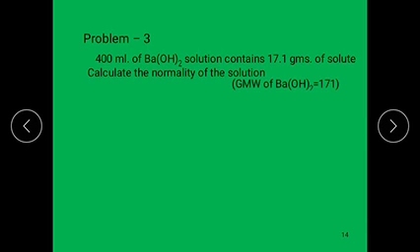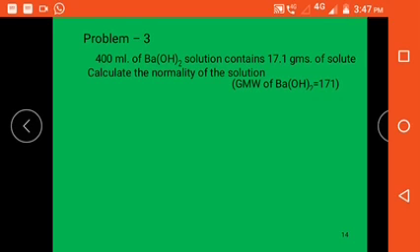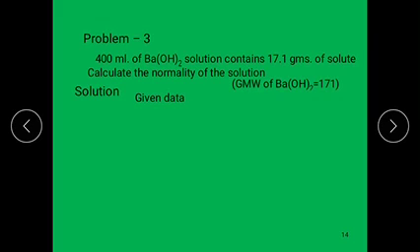Next, problem number 3. 400 ml of barium hydroxide solution contains 17.1 grams of solute. Calculate the normality of the solution. The molecular weight of barium hydroxide is 171. The given data is the weight of the barium hydroxide, 17.1 grams.